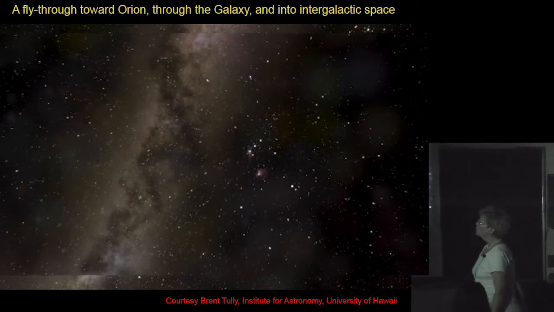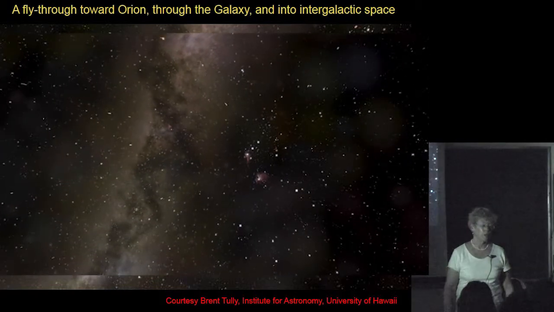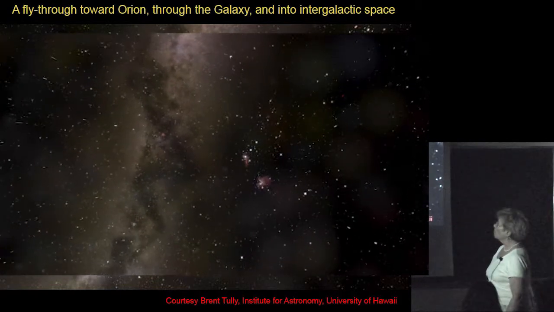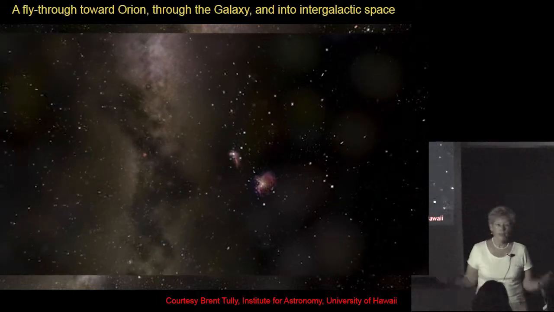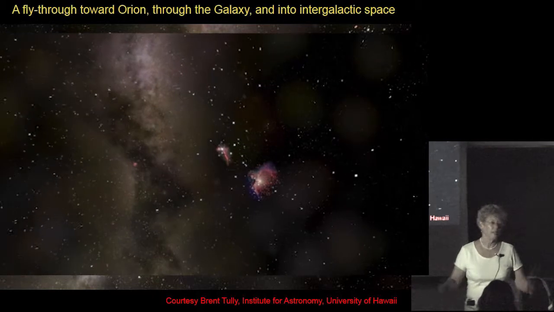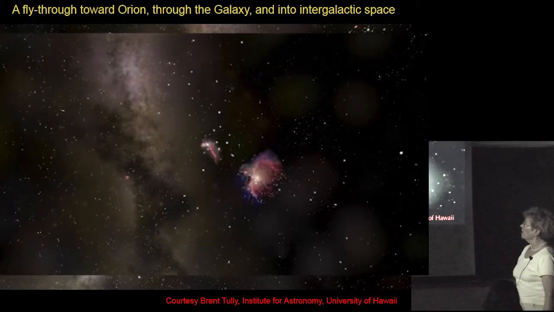We're flying to Orion at much faster than the speed of light. And the first thing that appears to you is Orion is disappearing. Orion is not a thing. It's not in one place. It's just a lining up of stars.